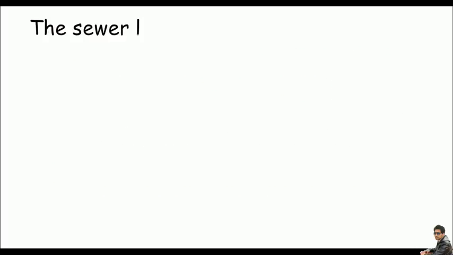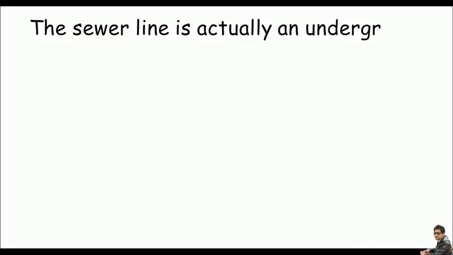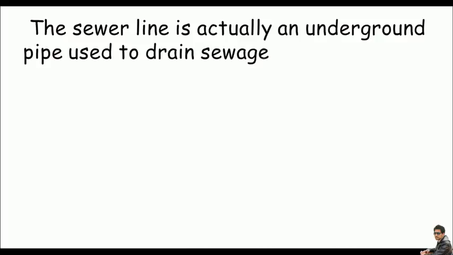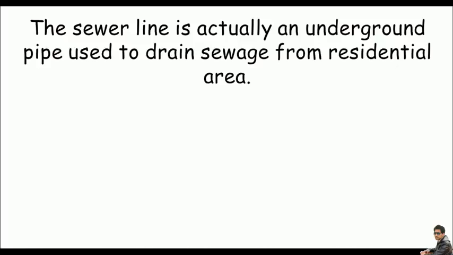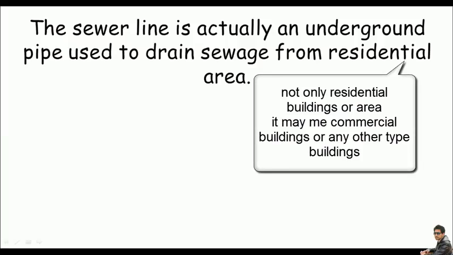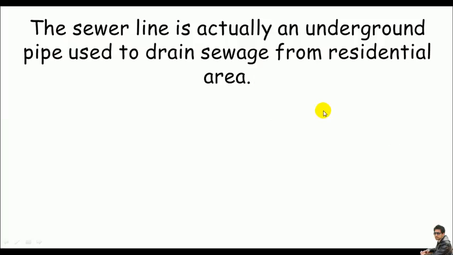Actually, a sewer line is some kind of underground water pipe used to drain sewage from residential buildings or residential areas. There are many types of sewer pipe according to materials and the cross section of a sewer pipe. But we'll not go into detail on all these types because in this section we are just doing the estimation of a sewer line.